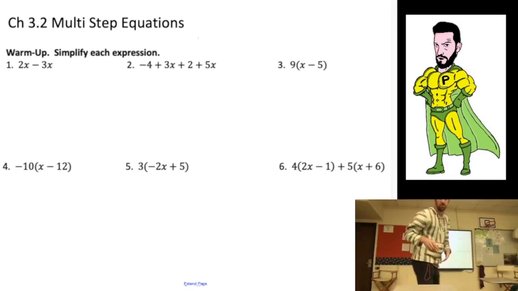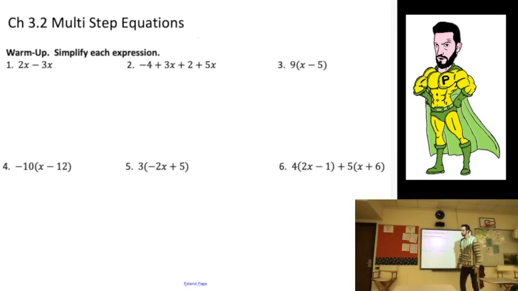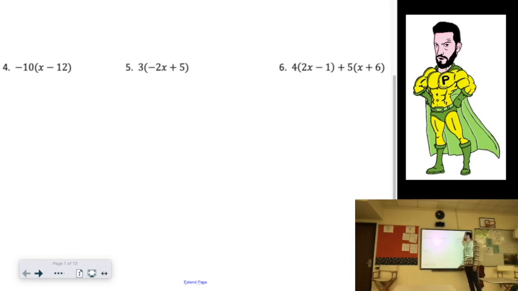All right, chapter 3.2, we're starting multi-step equations today. So we do have to have these skills like distributing and combining like terms. So we're just gonna do number 6 together. You should warm up with the other 5, but for time's sake on the video, we'll just do number 6 together.